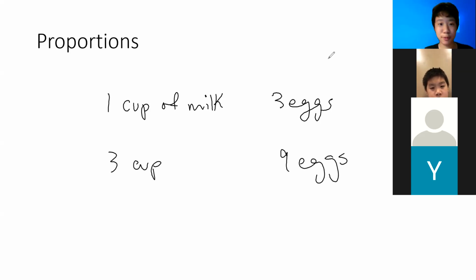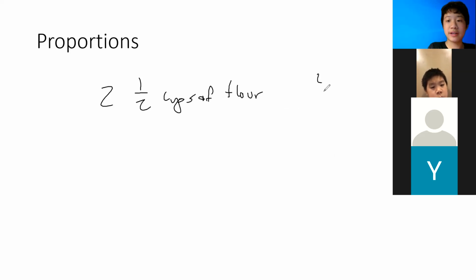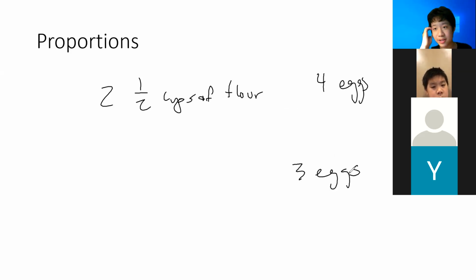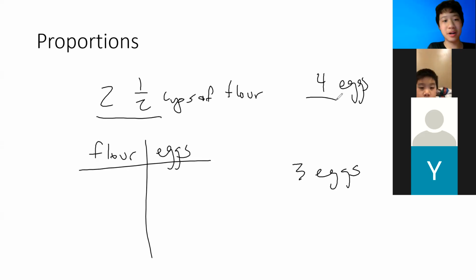And a common type of proportion problem will be something like this. A recipe wants 2 1/2 cups of flour with 4 eggs. But I only have 3 eggs. So how much flour do I use? So this is a common type of problem. So how do we solve this? Well, how I would solve this is by making a table here. I have a table, flour and eggs. We have one ratio here, which is 2 1/2 to 4. I'm going to write 2 1/2 as 5 halves. 5 halves to 4. Okay, so this is a ratio.